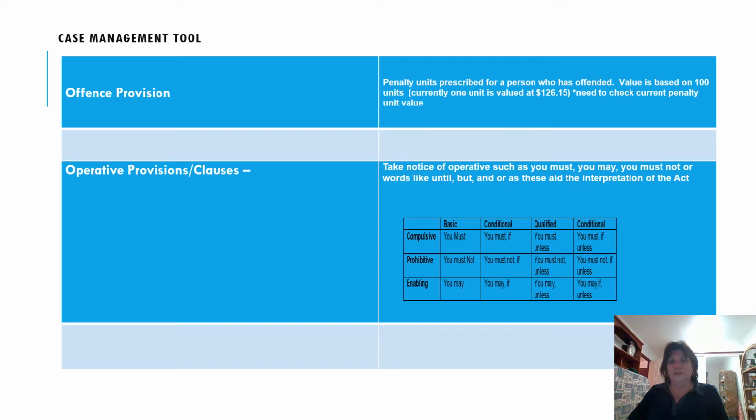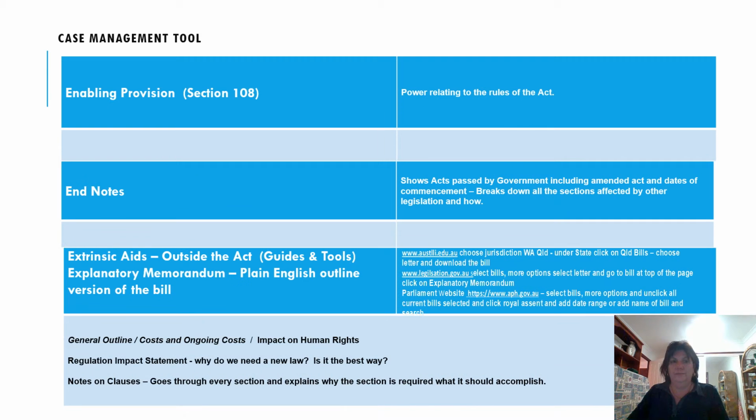Operative provisions and clauses. Take notice of operative clauses such as you must, you may, you must not, or words like until, but, or as these aid the interpretation of the Act. It tells you what you need to do. Next is the enabling provision, section 108, gives power relating to the rules of the Act. You also need to check endnotes. It shows acts passed by government, including amended acts and dates of commencement. It breaks down all the sections affected by other legislation and how.